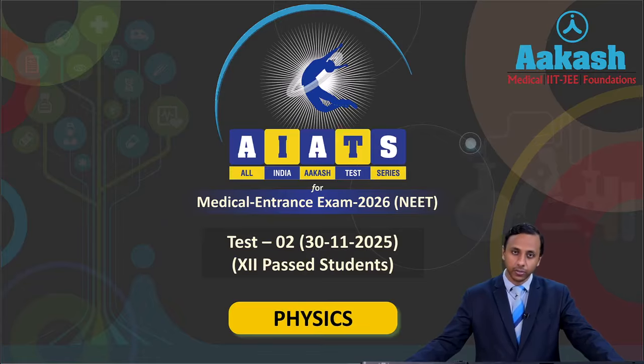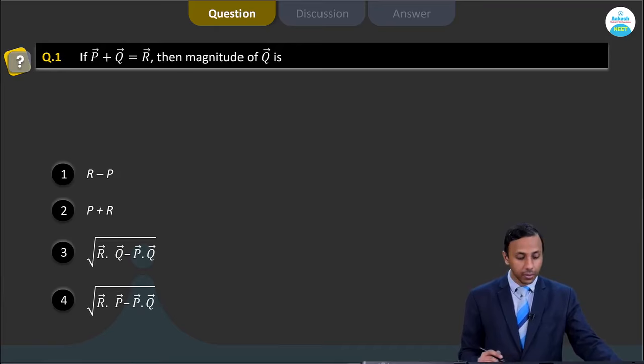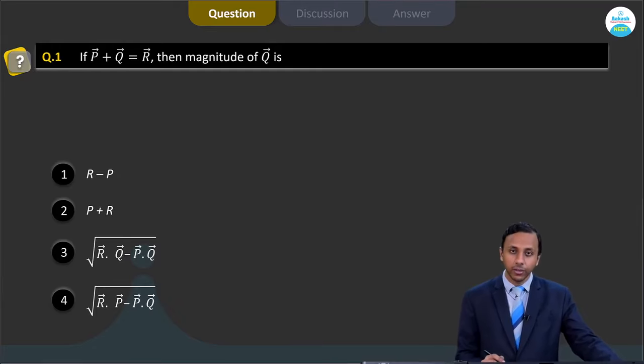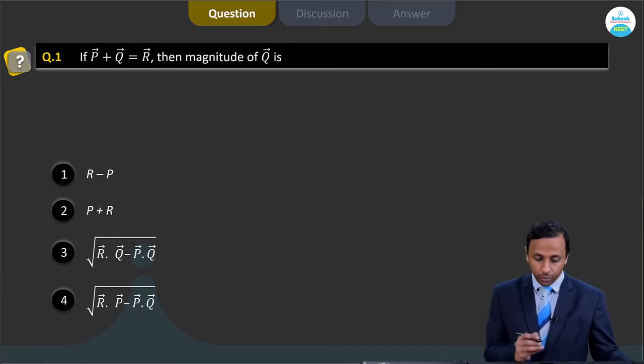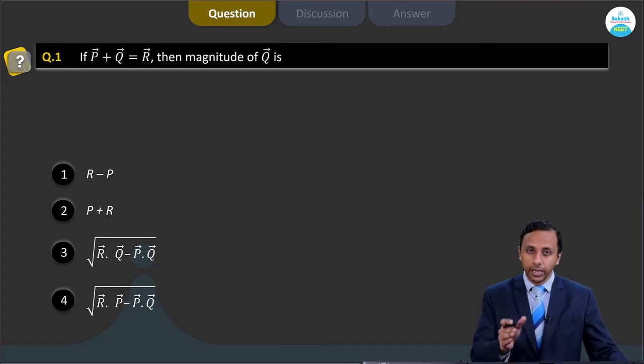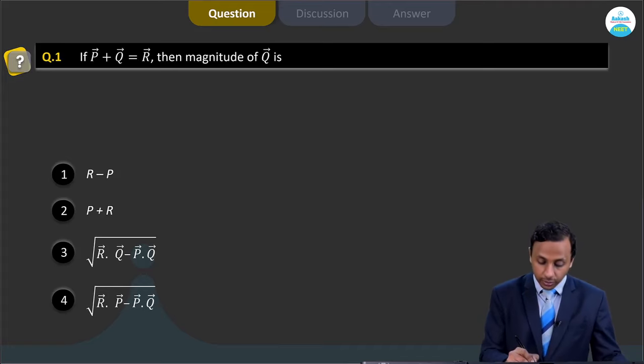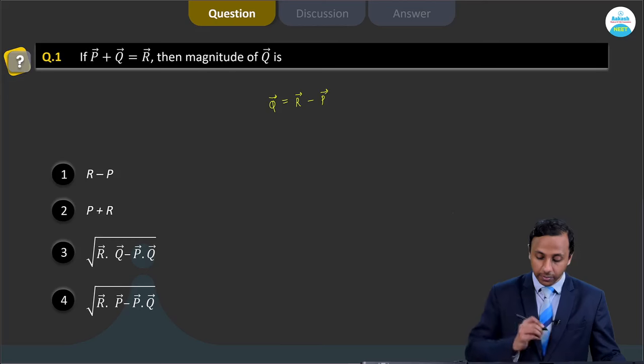Let's look at the first question. The first question says P vector plus Q vector equal to R vector, right? And we are supposed to find the magnitude of vector Q. So what we are going to do is leave vector Q on one side. So this will become Q vector is equal to R vector minus P vector.